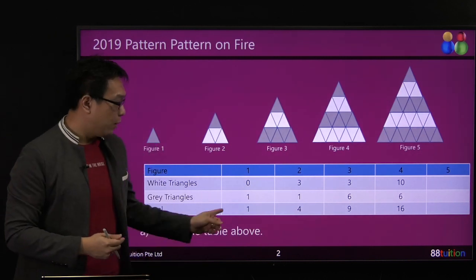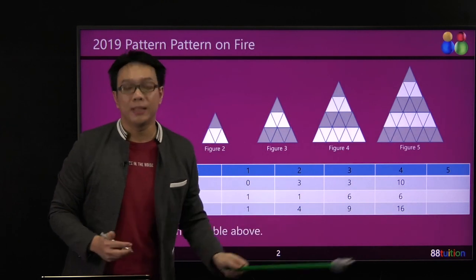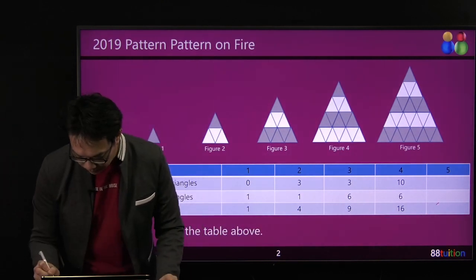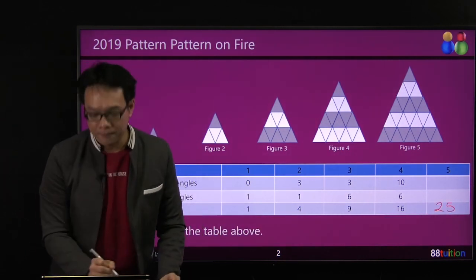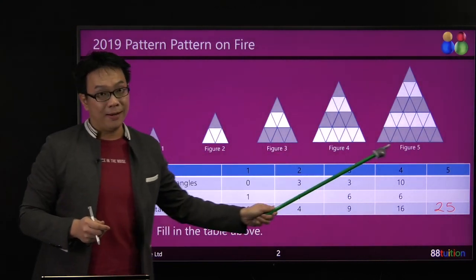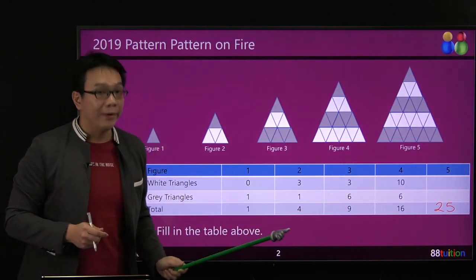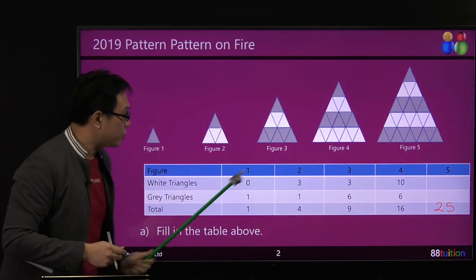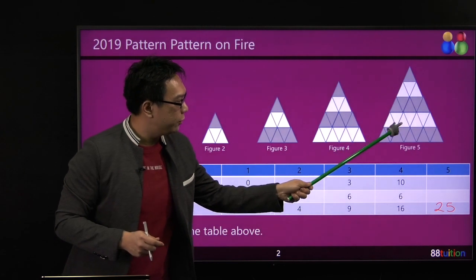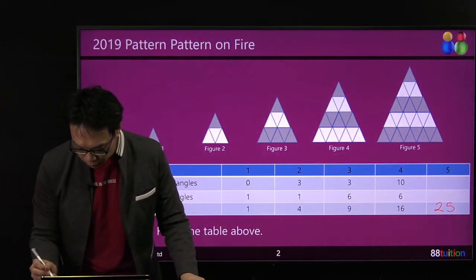So down here, what did I say? 1 times 1, 2 times 2, 3 times 3, 4 times 4, and 5 times 5 is 25. Is that okay? Alright, you can even draw out figure number 5. After you draw figure number 5, you can count. Got 25 triangles now. And you count. How many white triangles are there? Count. 1, 2, 3, 4, 5, 6, 7, 8, 9, 10. Got 10? We put 10.